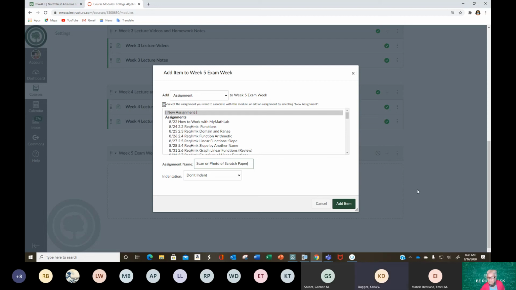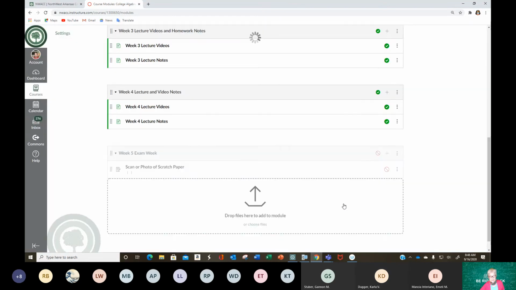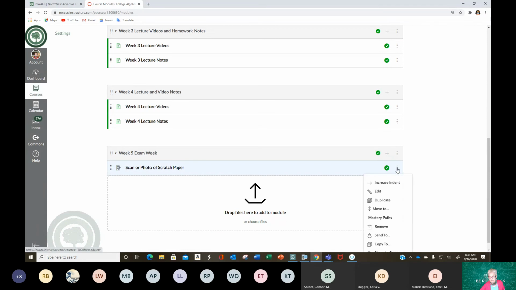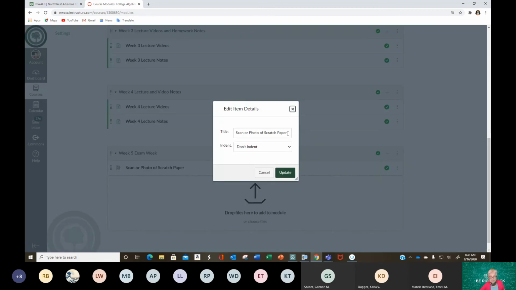And this will be for both the practice exam and the actual exam? No, I'm sorry. It's going to be for the real exam. Okay. For, I guess I should say, real exam. So I'm going to go back. I'm going to edit scratch paper for exam 1.